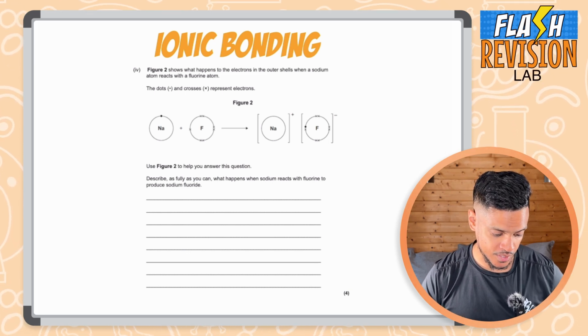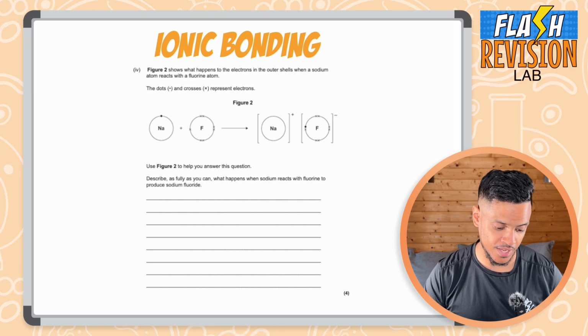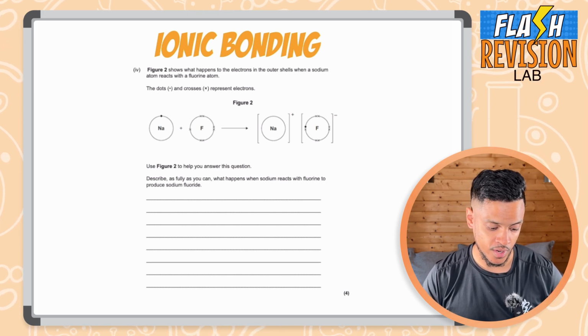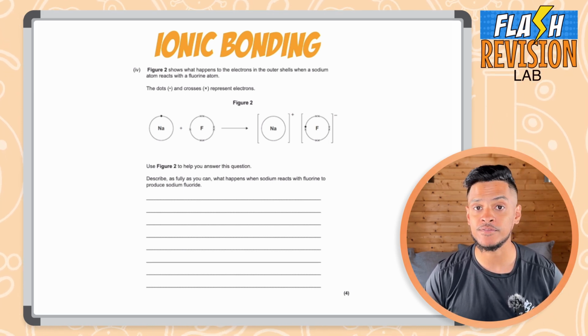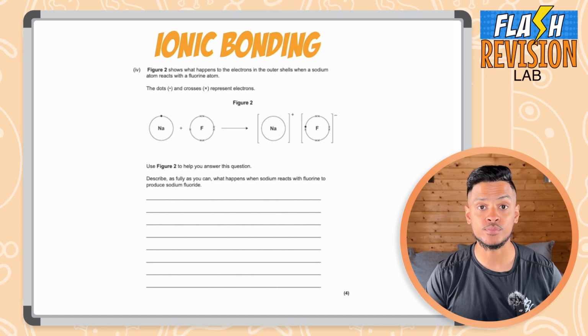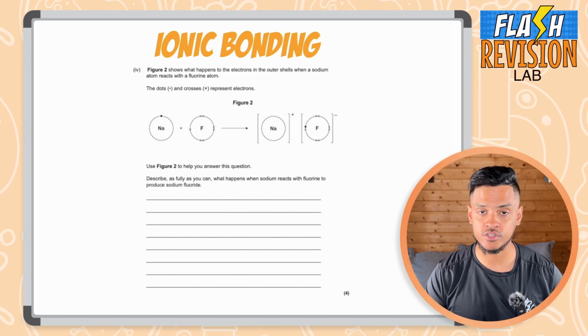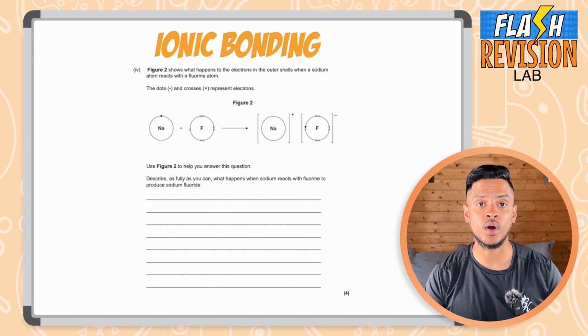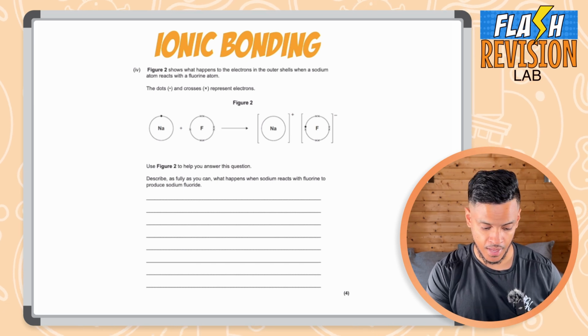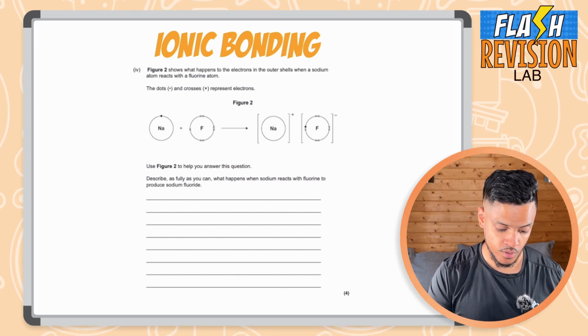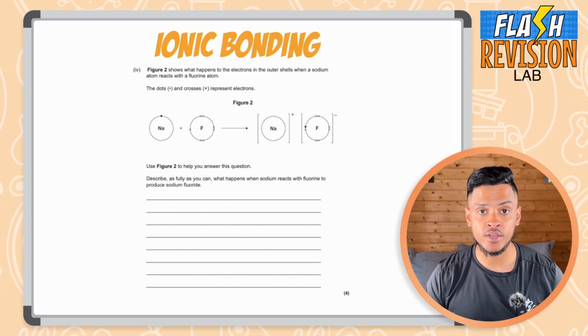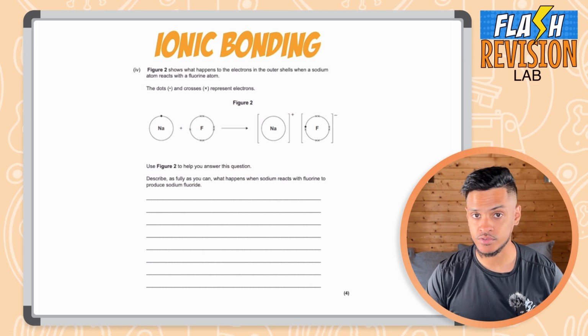Let's read it. The question says, figure 2 shows what happens to the electrons in the outer shell when a sodium atom reacts with a fluorine atom. So that's when it forms sodium fluoride. We've got a dot and cross diagram here. So we've got what the atoms look like before, and then on the right hand side here, we've got what the final ions look like after the electrons have been transferred.